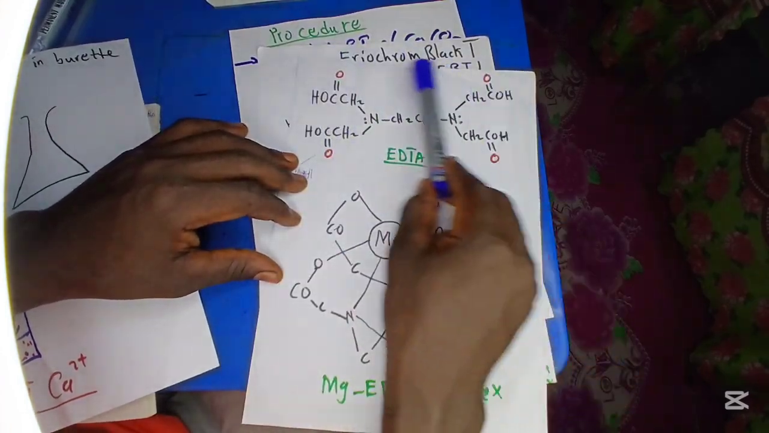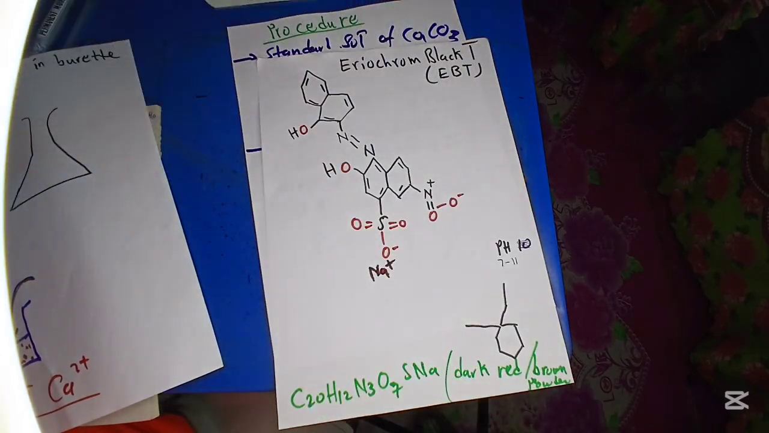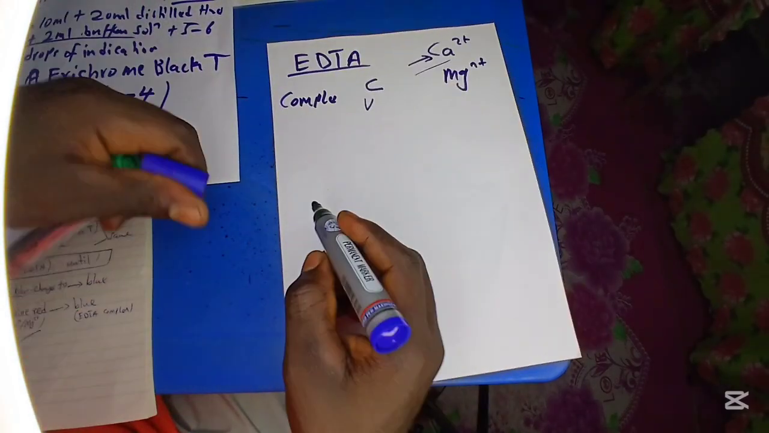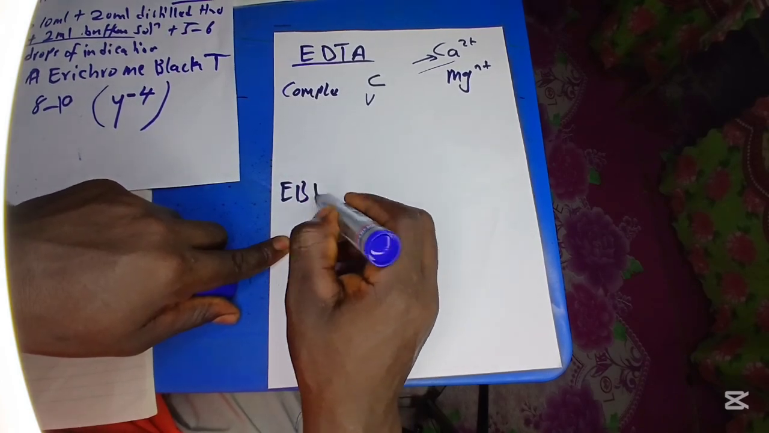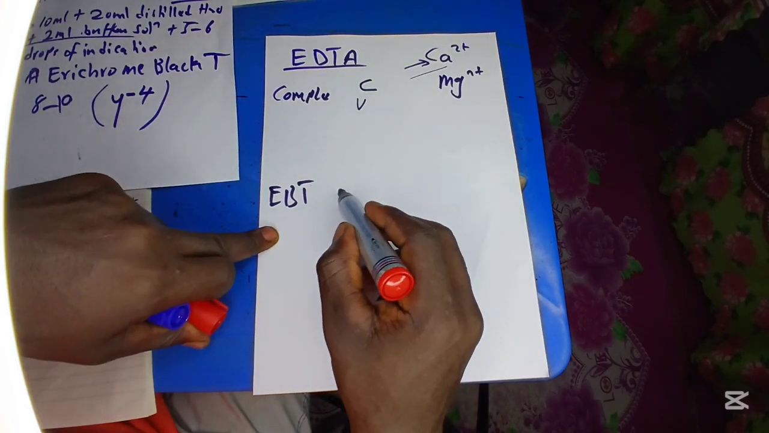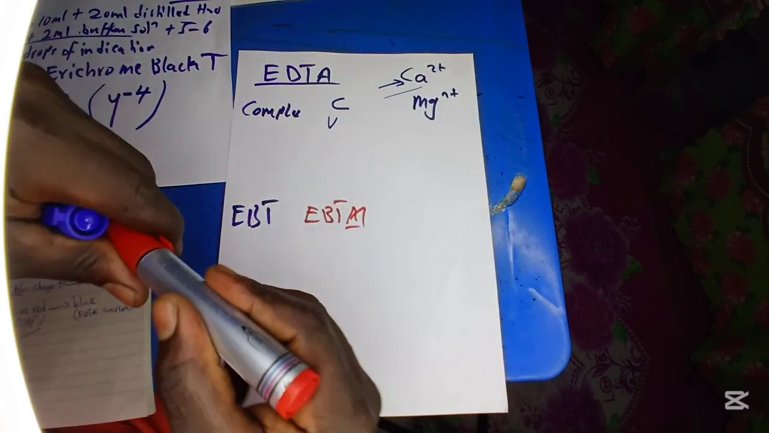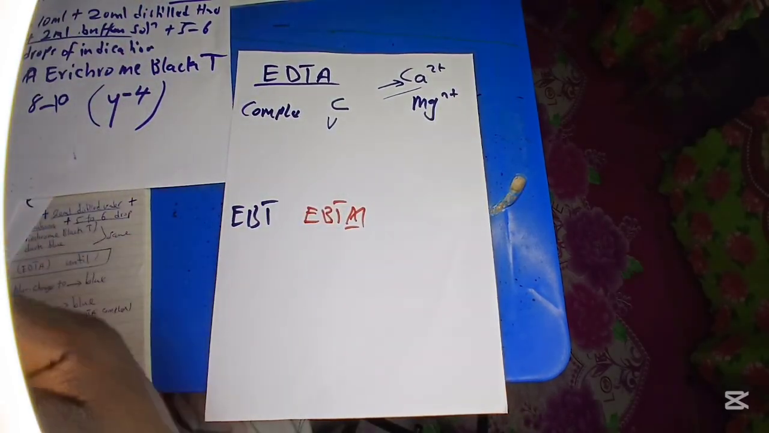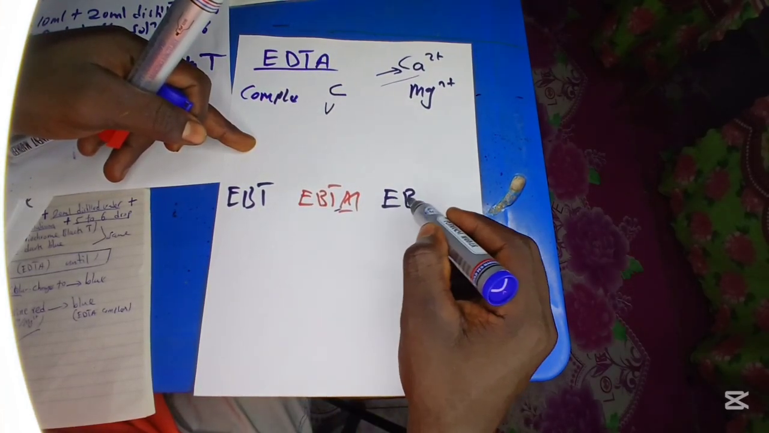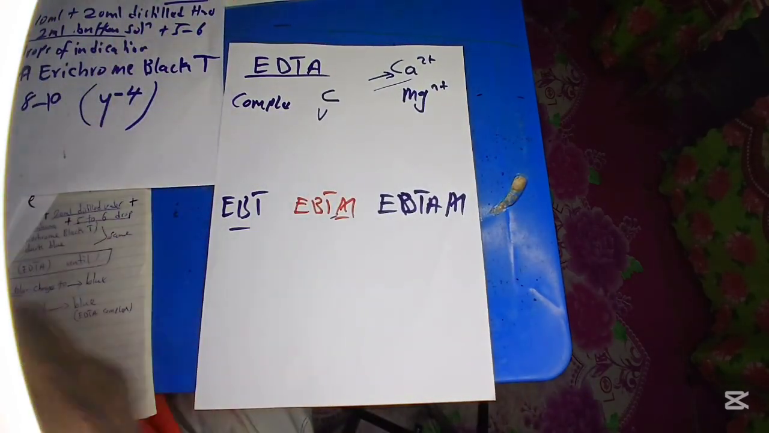This is the normal structure of EDTA, and when EDTA forms a complex with a metal, this is how it looks. So if you are asked why the color changes, you should know that a solution of EBT is normally blue. When you add it to the solution in the conical flask, it is going to give us a wine red EBT-metal complex. And when you add EDTA to it, after EDTA forms the most stable complex, the color will change from wine red to blue again. So this is what you should know here.